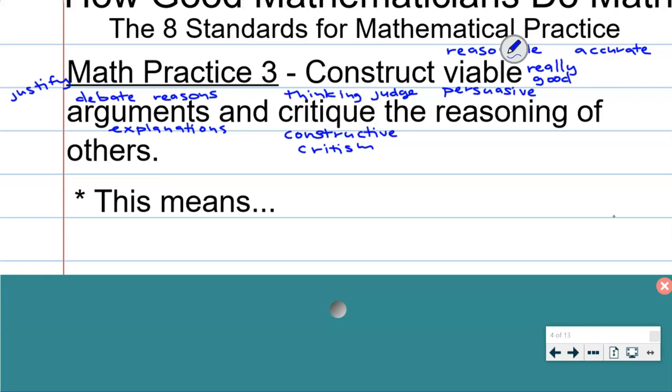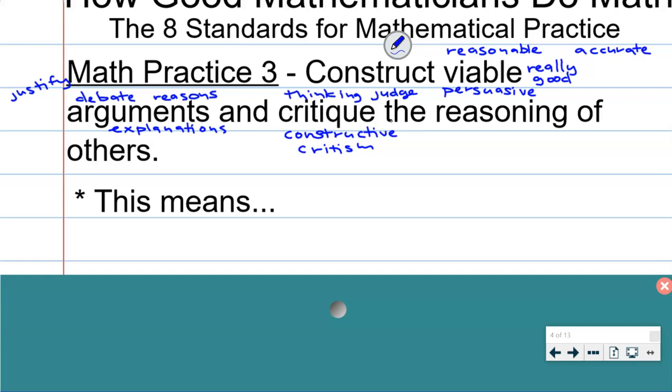That definitely takes care of that critique the reasoning of others, but I don't want to bypass the construct viable arguments. Because the only way that we'll be able to really critique the reasoning of others is if we already have our own argument, if we already have our own thought process. Danielle, did you want to add to that? Yeah, I was just gonna say to create reasonable debate and use your debate as constructive criticism for others. I like that. Construct reasonable debates and use your debate to, what did you say? Constructively criticize others, something like that?